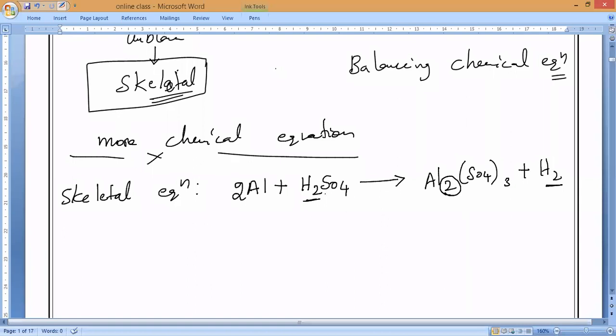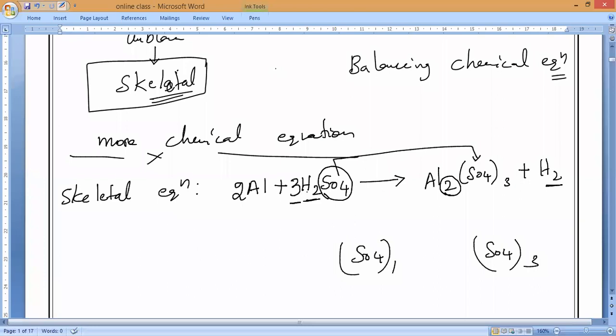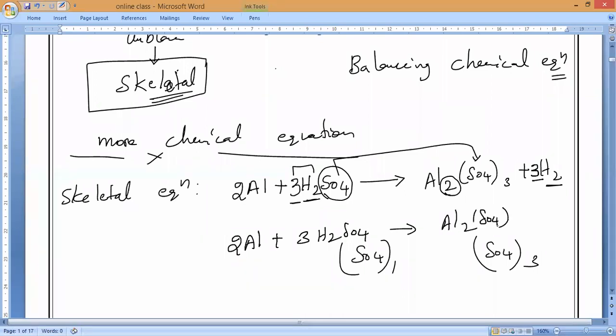Sulfur: SO4 is a polyatomic ion. Here SO4 1 is there, but here SO4 3 is there. So what do I have to do? You have to put 3 before H2SO4. That balances the sulfate, but hydrogen becomes unbalanced. Now 3 times 2 is 6, so we put 3H2. The balanced chemical equation is 2Al plus 3H2SO4 gives Al2(SO4)3 plus 3H2.